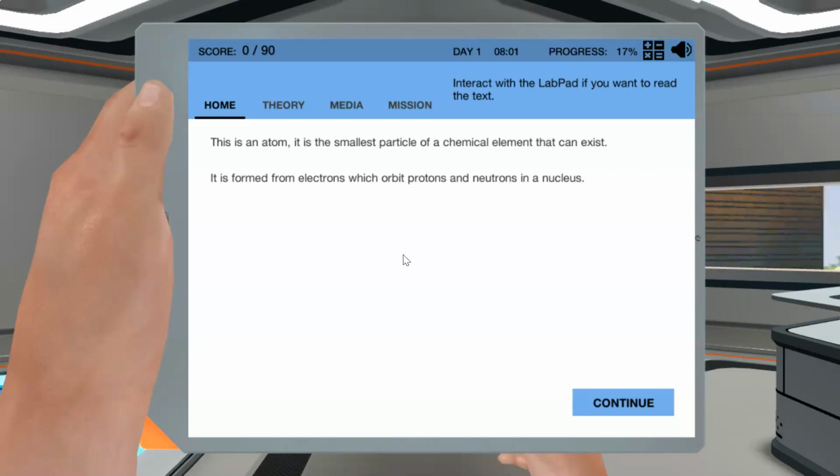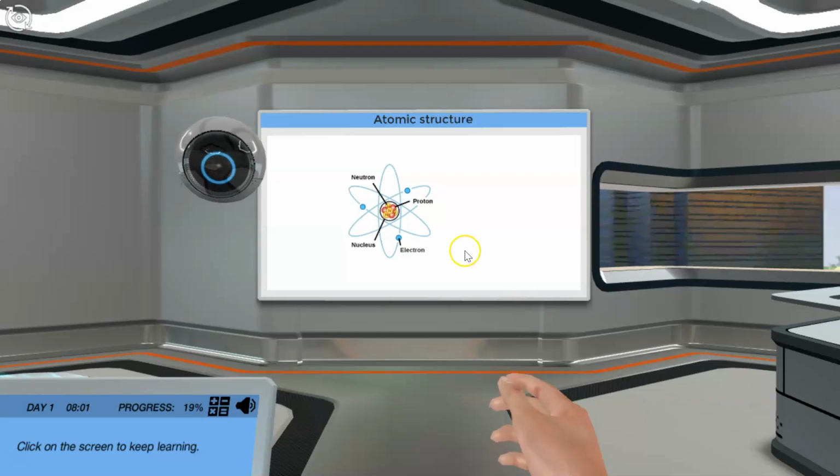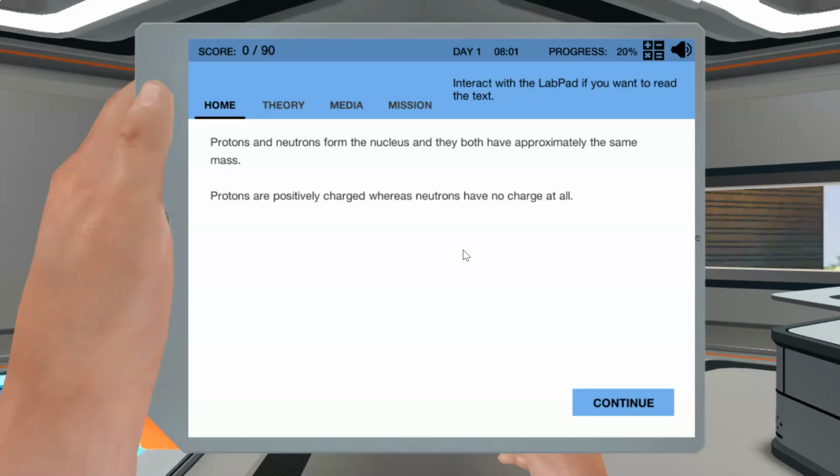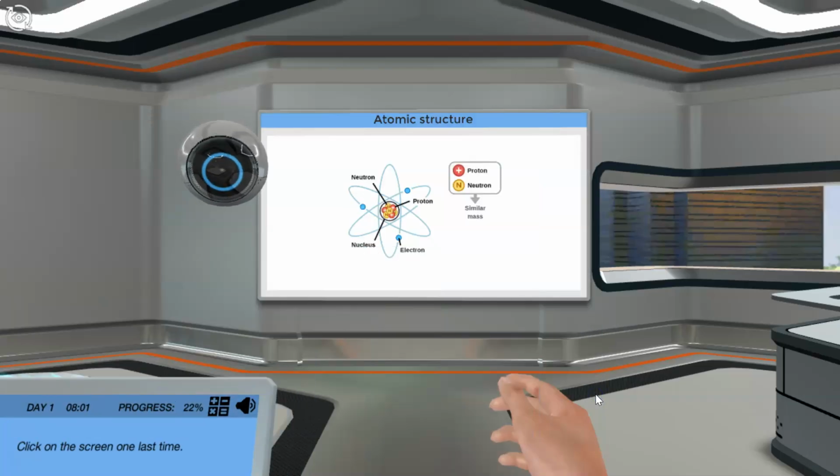This is an atom. It is the smallest particle of a chemical element that can exist. It is formed from electrons which orbit protons and neutrons in a nucleus. Click on the screen to keep learning. Protons and neutrons form the nucleus and they both have approximately the same mass. Protons are positively charged whereas neutrons have no charge at all. Click on the screen one last time.